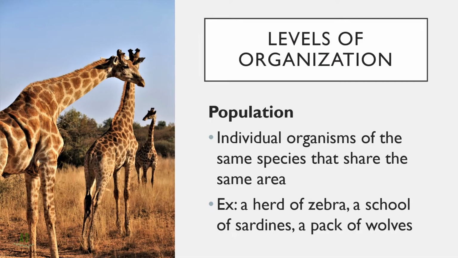The next level up is called the population level. So this is where individual organisms of the same species share the same area. So it would be like the group of giraffe that you see in the picture. It would be like the human population in California. It would be like all the fish in a pond of the same species. Things like that. So it's the same species of animals living in the same area.